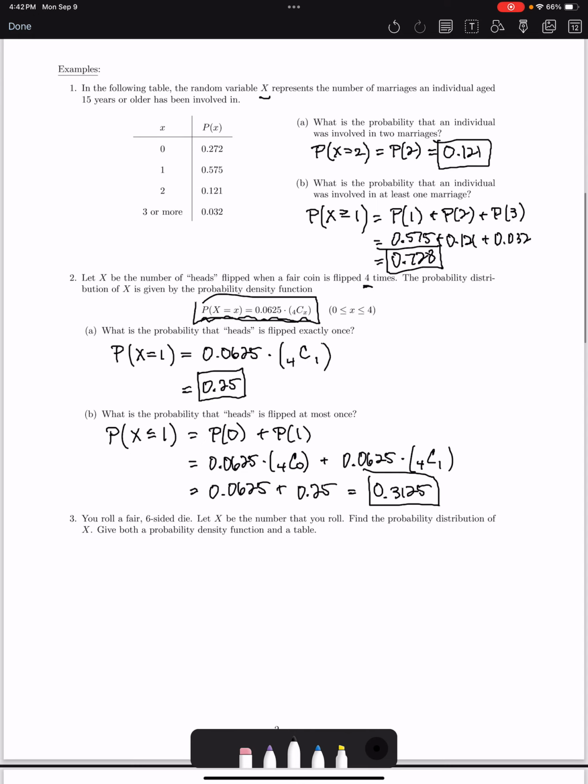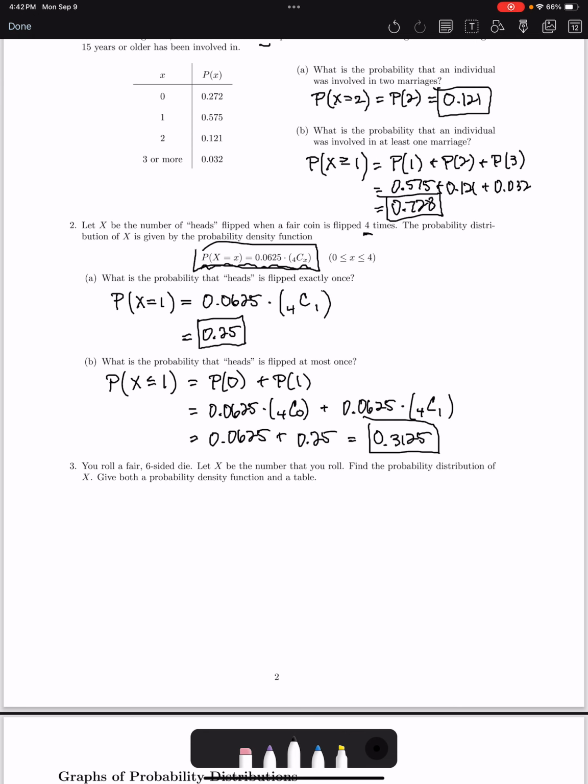Okay, one more example like this. It says, you roll a fair six-sided die. Let x be the number that you roll. Find the probability distribution of x. Give both a probability density function and a table. Okay, so we want both a function and a table.